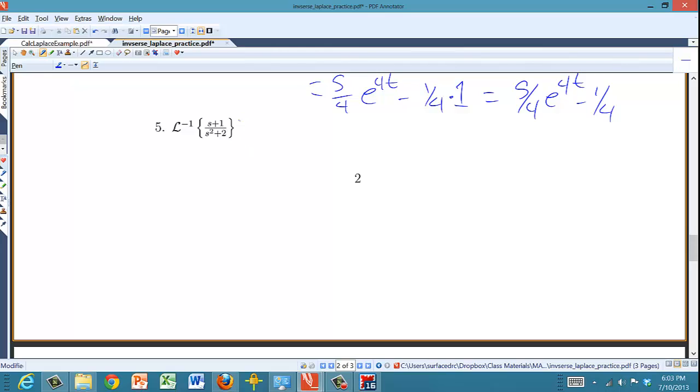Here we have something slightly different. We want to inverse Laplace transform this thing. This denominator looks like s squared plus a constant, so it looks like the denominator for a sine or cosine Laplace transform. So let me just rewrite this. The thing I'm going to do is break this into two parts. I'll break off the s term, and I'll have something involving a cosine when I inverse Laplace transform. And I'll break off the one term, and I'll have something involving a sine. So here I have the inverse Laplace transform of s over s squared plus 2 plus 1 over s squared plus 2.